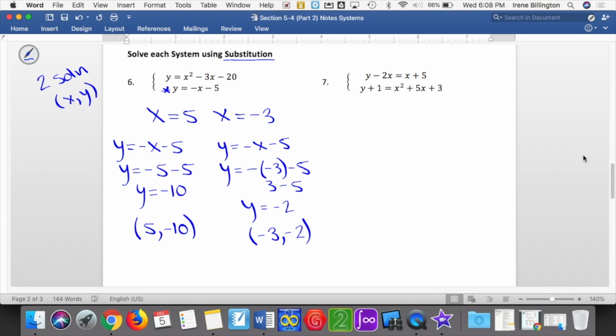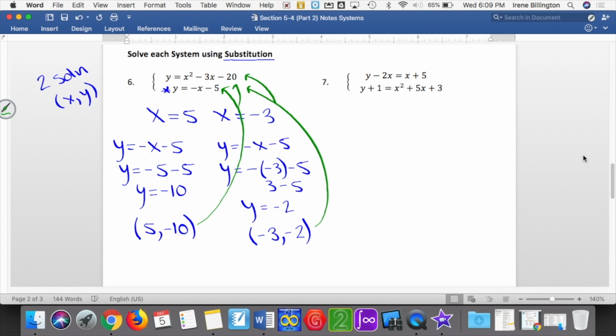Now, if you wanted to check your solutions here, one way that you could do that is to take these solutions and substitute them back into the original problems. If you substituted 5, negative 10 into either of these equations, you would end up with a true statement. Same thing for our second solution. If I substituted into either the linear or the quadratic equation, that ordered pair is going to satisfy both of those equations.